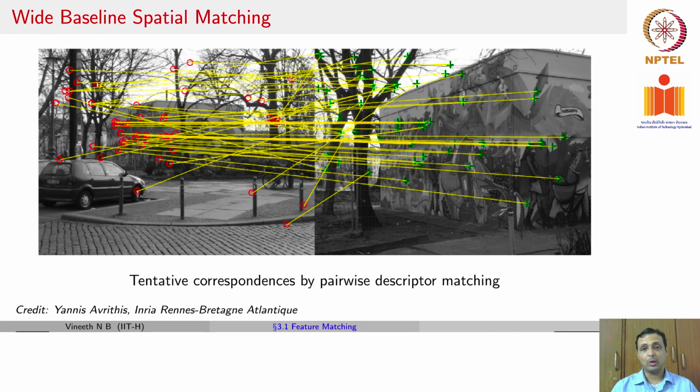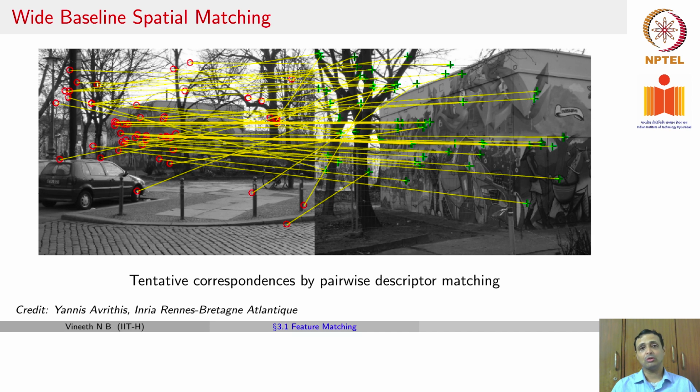Then we try to do a pairwise descriptor matching for each detected feature. We can come up with a descriptor such as histogram of oriented gradients or local binary patterns, or the variant of histogram of oriented gradients that SIFT uses, and so on and so forth. You try to do a pairwise matching of the descriptors between the key points from these two images.